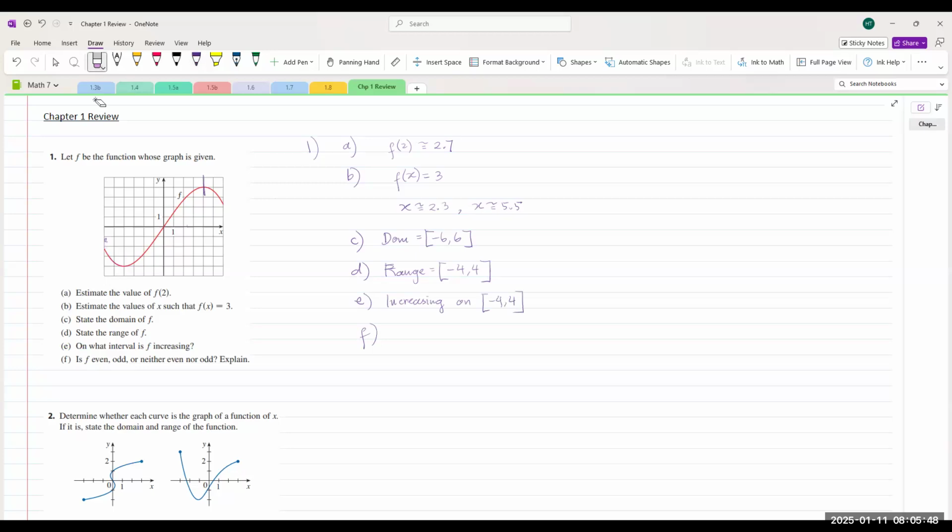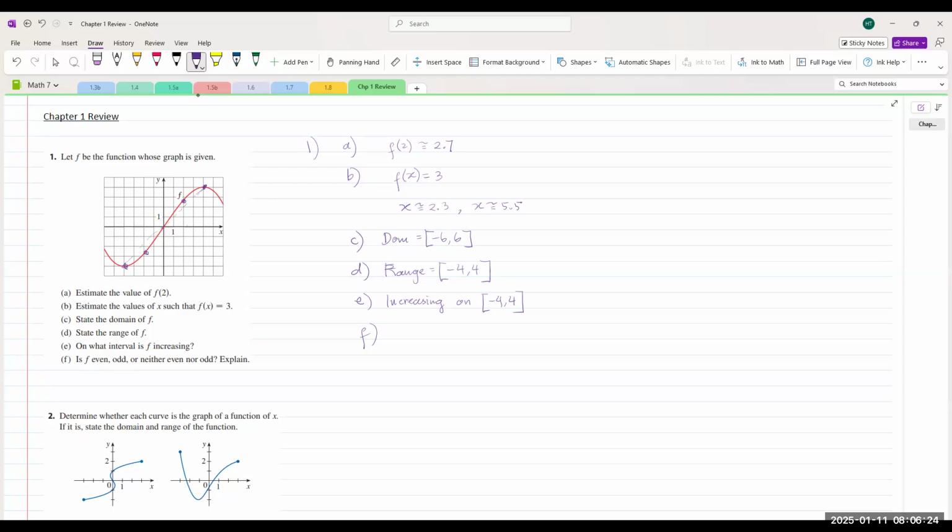Explain. A function is odd if it is symmetric with respect to the origin. Okay, as we can see here, for any point you pick on the right hand side, let's say I pick this one point here, and I reflect this with respect to the origin, I have the other point also on the graph. And it applies to every one of the coordinates. If I reflect this with respect to the origin, I will get this one here.